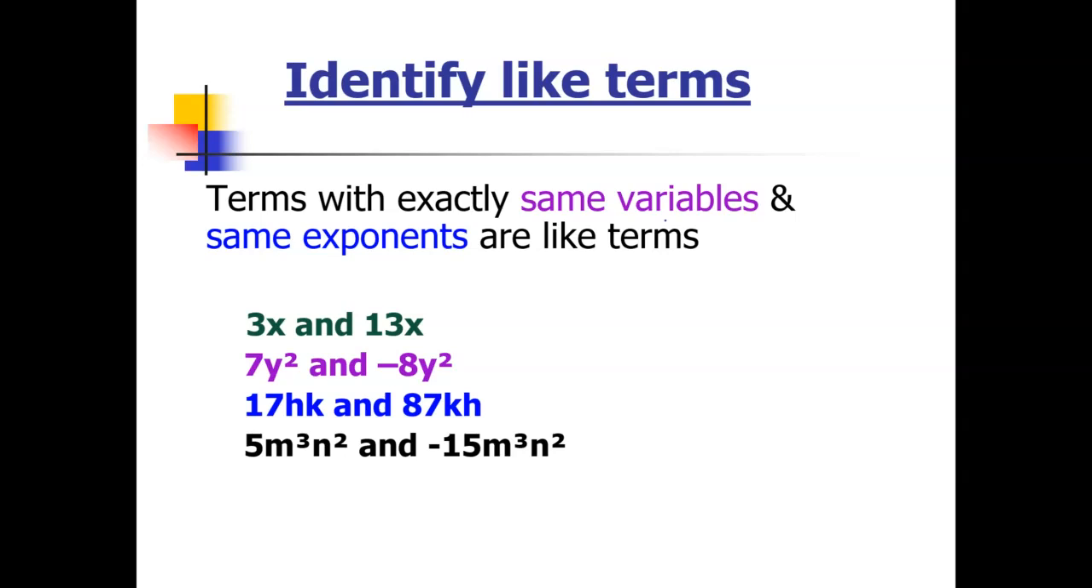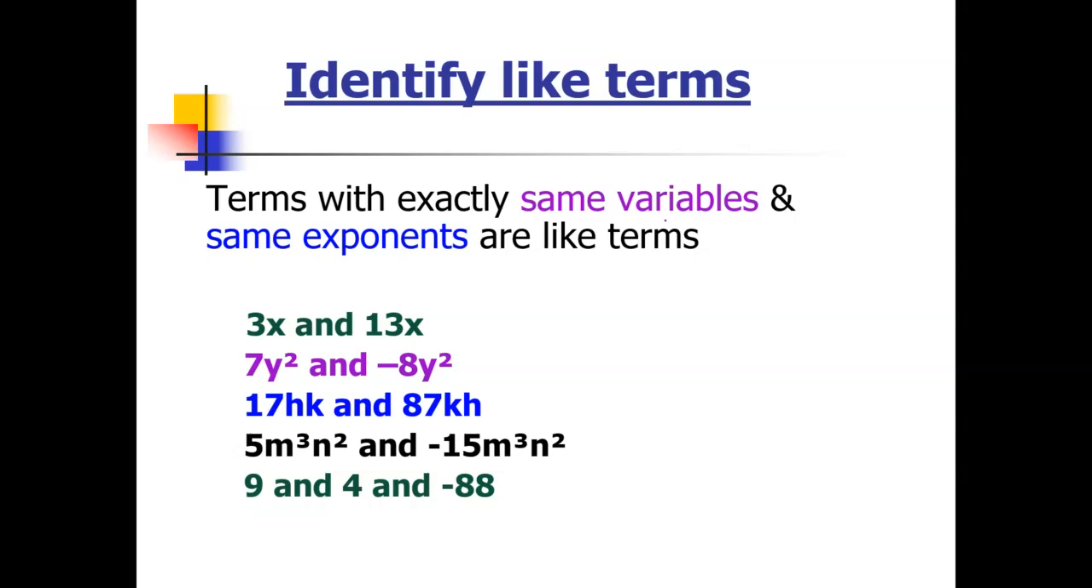Here's another example. 5m cubed n squared and negative 15m cubed n squared. We have m cubed on both sides. We have n squared on both sides. And therefore, these are like. Sometimes only numbers are given. There's no variable attached. If there are no variables attached, any kind of number will always be considered like.